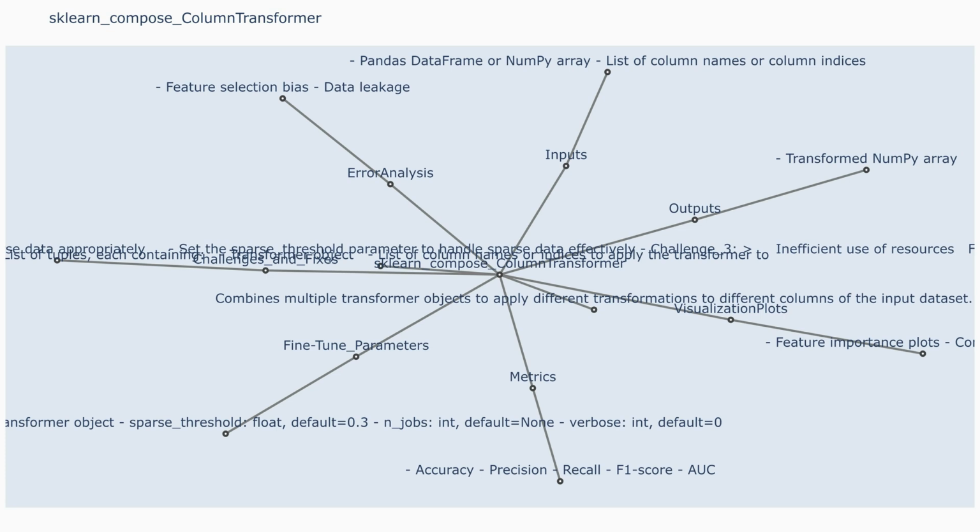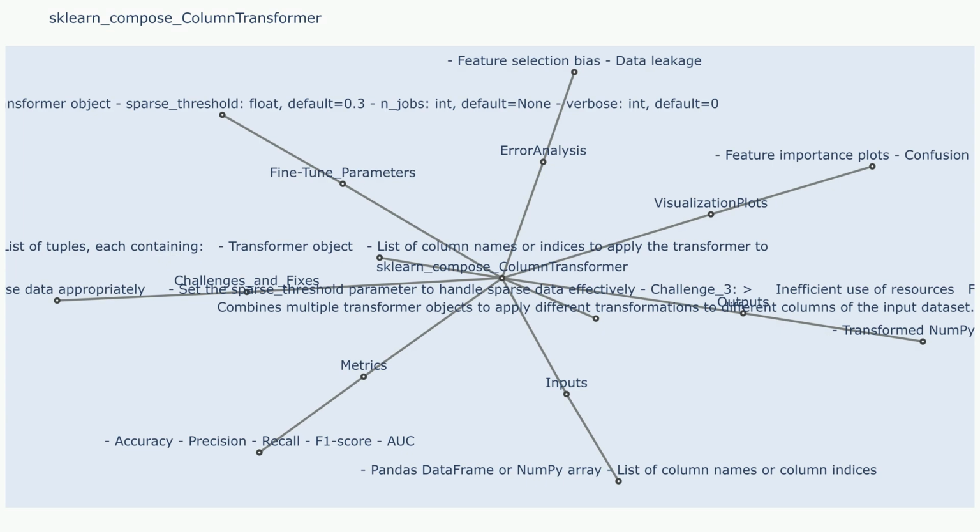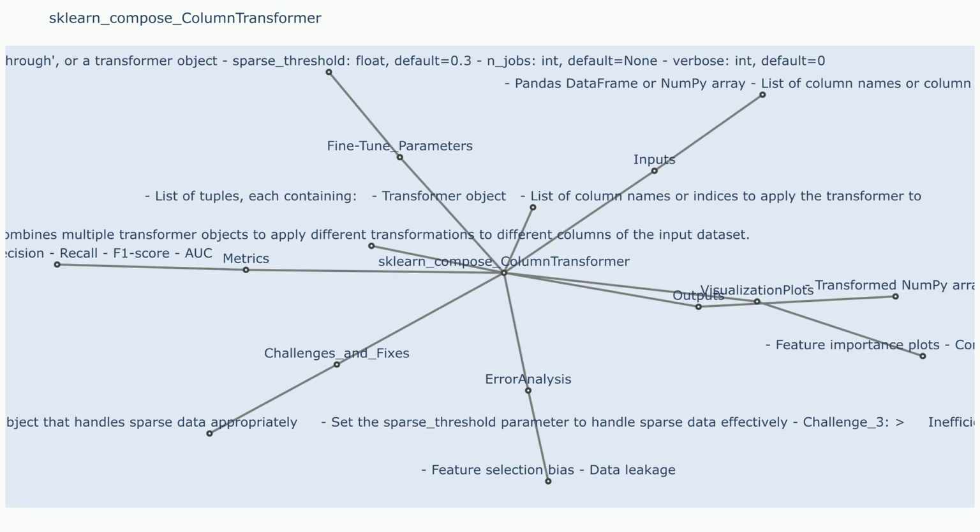sklearn.compose.ColumnTransformer. Description. ColumnTransformer is a powerful tool in scikit-learn that enables you to apply different transformations to different subsets of your data, creating a pipeline that prepares your data for machine learning models. Inputs: data, a pandas DataFrame or a NumPy array containing your dataset. Transformers, a list of tuples, each containing the name of the transformer, the transformer object itself, and the columns to which it should be applied.